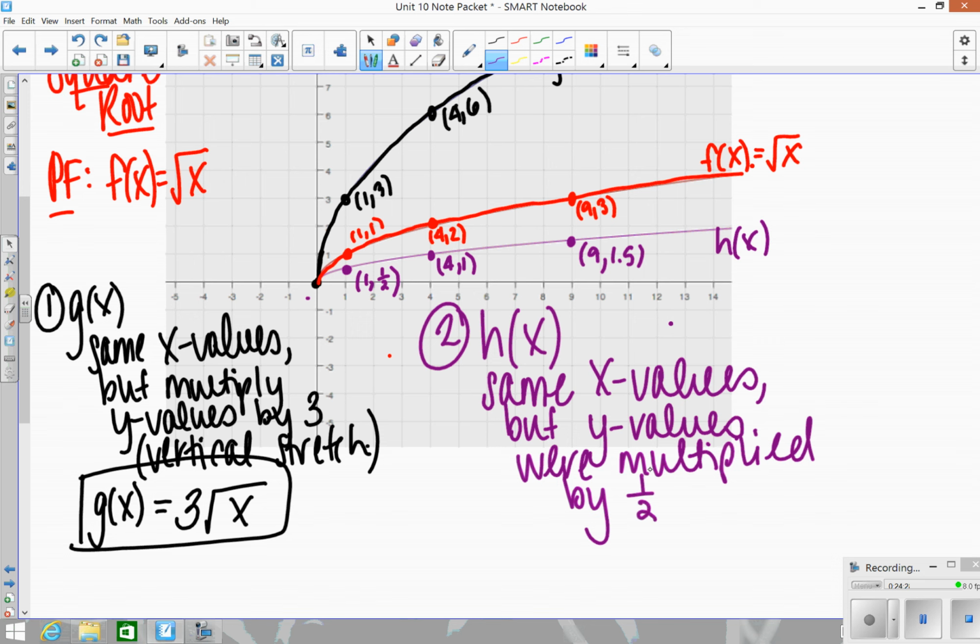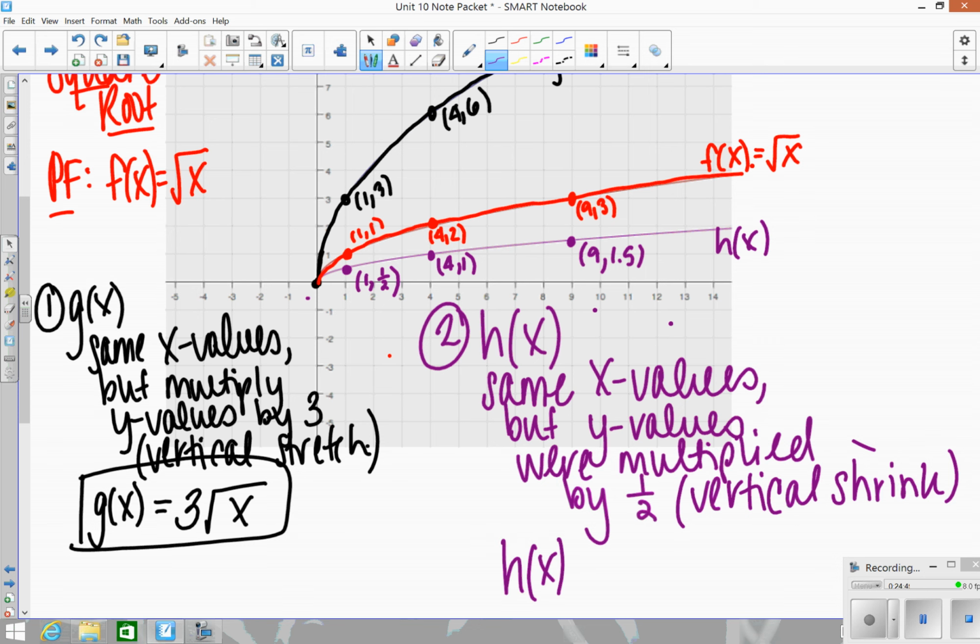Since the y values are the things that are changing, it's going to be a vertical stretch or shrink, but since I'm multiplying by a fraction, it's going to be a vertical shrink, which is why this is getting closer to the x-axis, where the other one's being stretched further up. So for this one, it's going to be very similar to g of x. The only difference is instead of a 3 out in front, I'm going to use the 1/2. And we do put it out in front because it's a vertical shrink. So then that's it. That gives you your formulas.